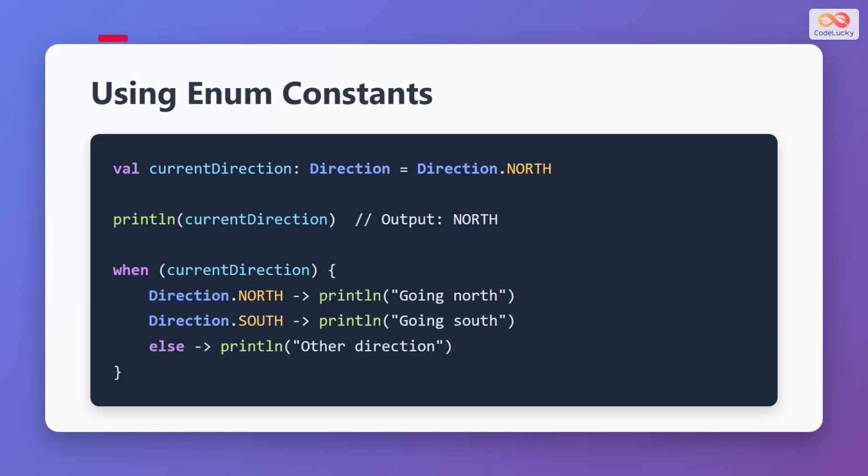Once we've defined an enum, we can use its constants in our code. To reference a constant, we use the enum name followed by a dot and the constant name. Here, we're creating a variable called currentDirection and assigning it the value Direction.NORTH. We can also use enums with when expressions for pattern matching. This makes our code more readable and type-safe compared to using strings or integers.